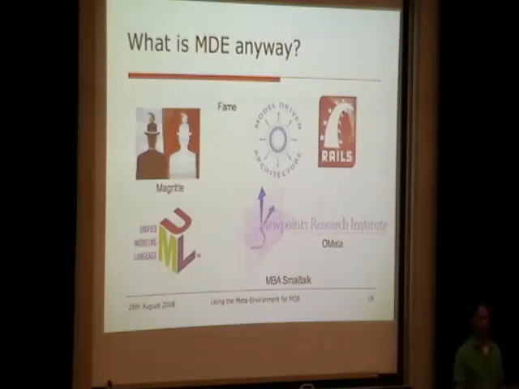But I think that, for instance, something like Magritte or Ruby on Rails is also, to a certain extent, model-driven engineering. And the same is happening now at Viewpoints Research Institute, where OMeta is used to define really small domain-specific languages in order to increase the level of abstraction and to be more productive and more intentional. Of course, model-driven engineering includes the stuff that we discussed this morning, like FAME and MBA small.